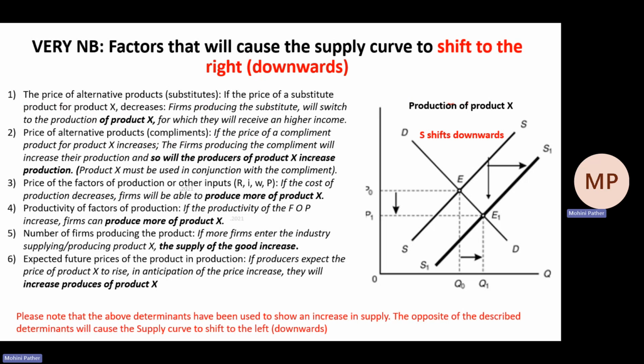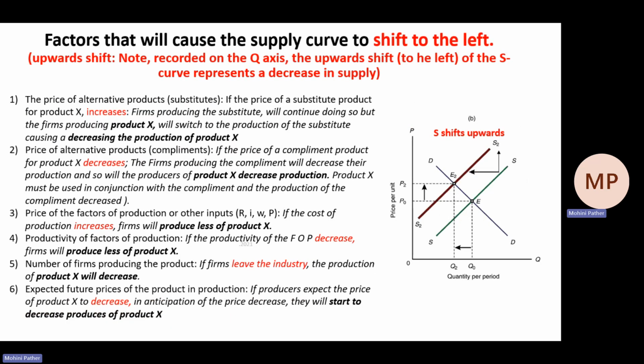And then, of course, expected future prices. If the producers expect the price of a product to rise in anticipation, they will increase the production of that good. They may not always make it available to the market immediately. Sometimes they restrict the supply and keep it for themselves until they are ready to pump it in, if they are anticipating a future price rise. However, if the price rises immediately, they will want to take advantage while the price is still elevated.